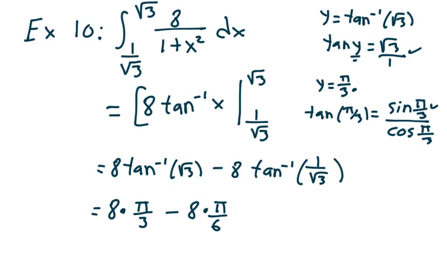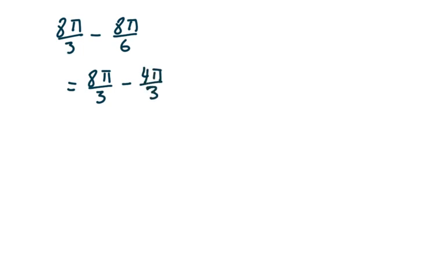But 8 pi over 3 minus 8 pi over 6 is the same as 8 pi over 3 minus 4 pi over 3, which is 4 pi over 3. And that'll conclude this video for section 5.3. This is 10 examples on evaluating the integral, and we applied the fundamental theorem of calculus part 2. All right, thank you.